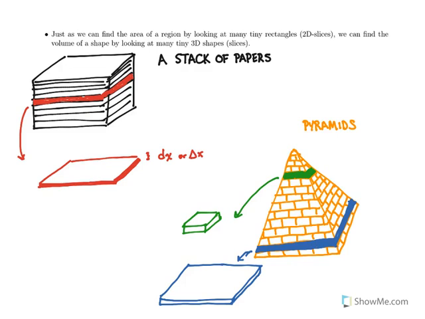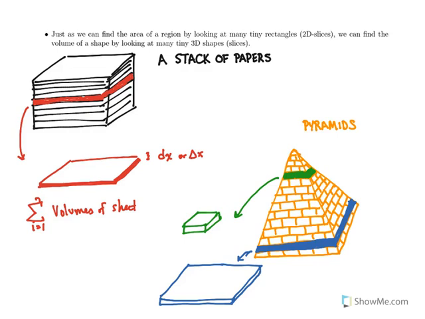And what we could do is we could find the area or the volume of that slice of paper, and then we could add up all of those volumes from 1 to n. So we could have maybe n sheets of paper. We could find the volume of each sheet of paper, even though the thickness of that paper is very, very small. Add them all up, and that would give us the volume of the stack of papers.